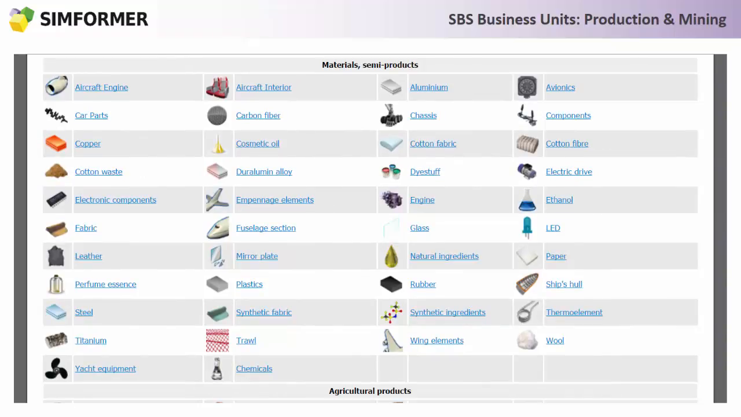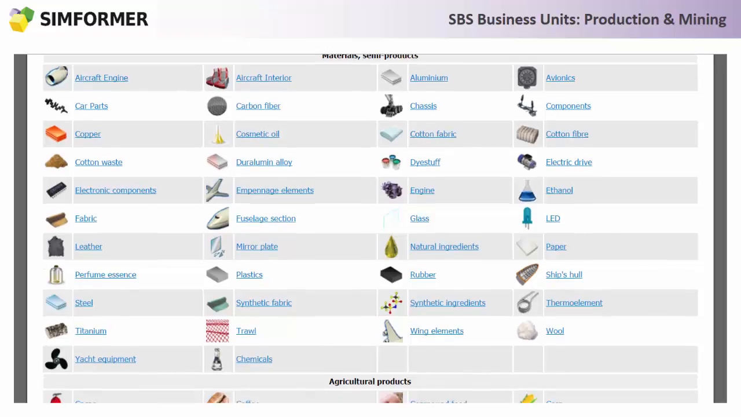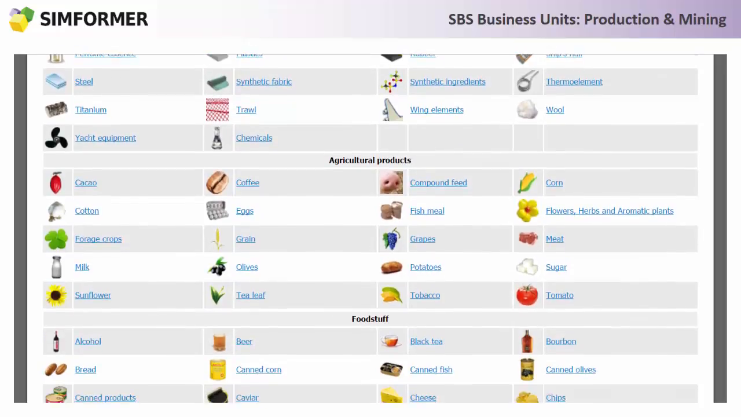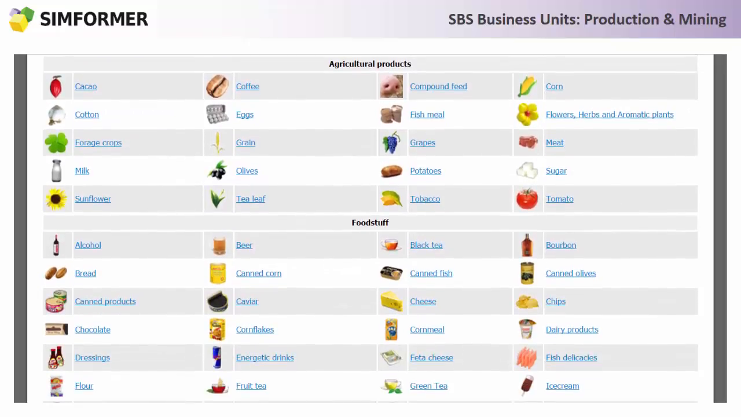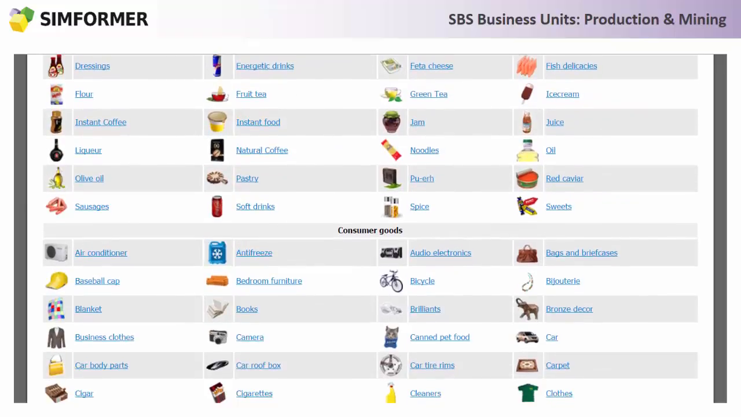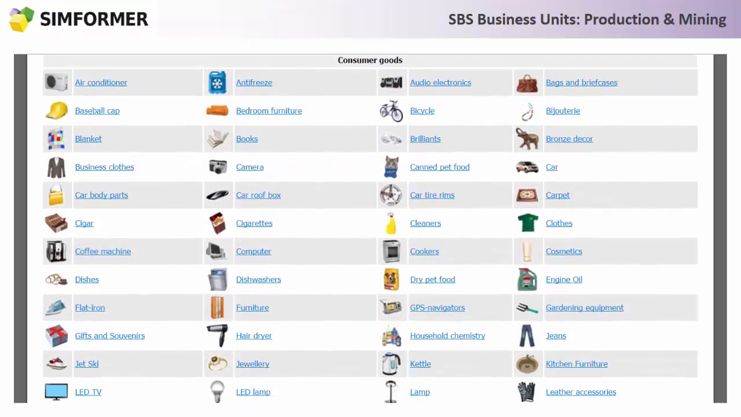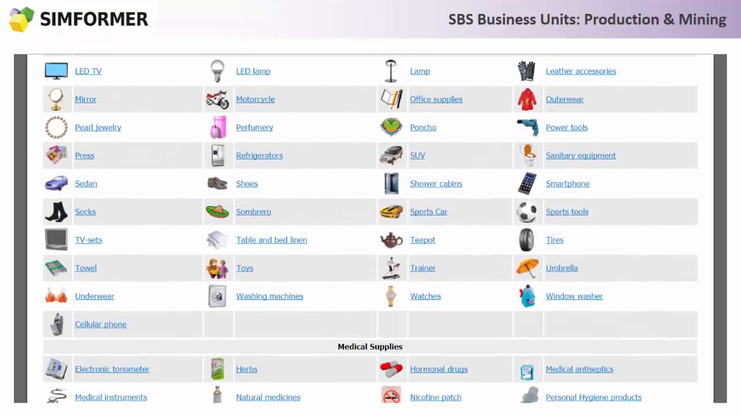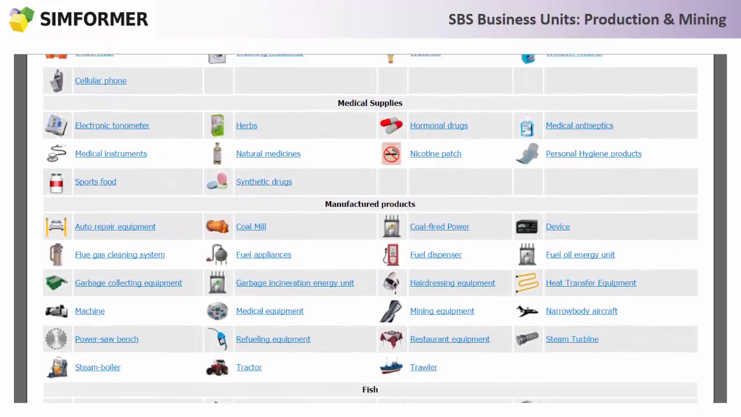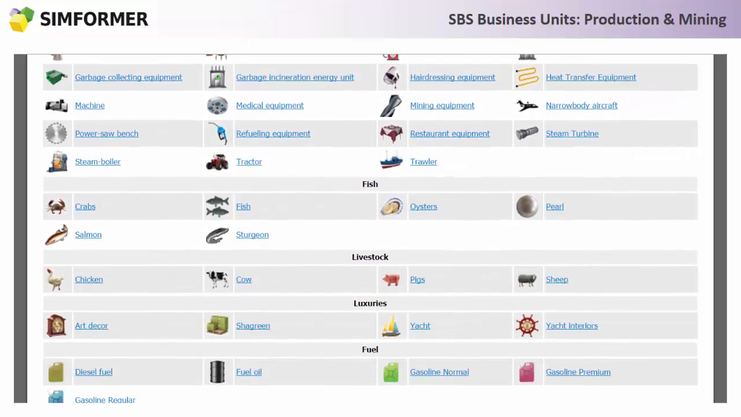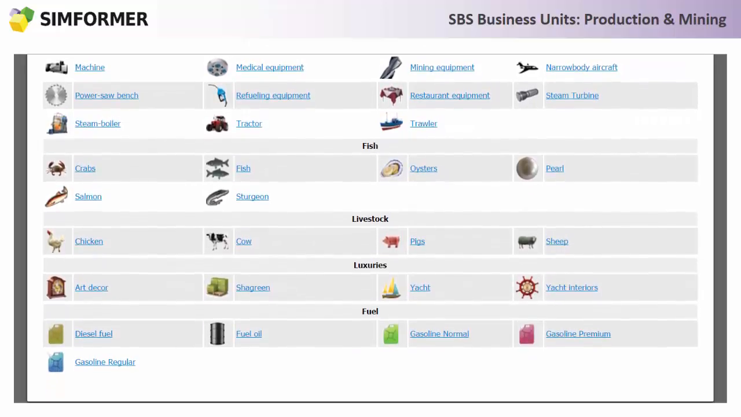Afterwards, once these natural resources have been extracted, we can use them to create materials and semi-products in factories. Foodstuff is also created in factories. However, the natural resources for them are provided by agricultural companies. Consumer goods as well are created in factories, and they are directly used to sell to the final consumers, as well as medical supplies, manufactured products, fuel.